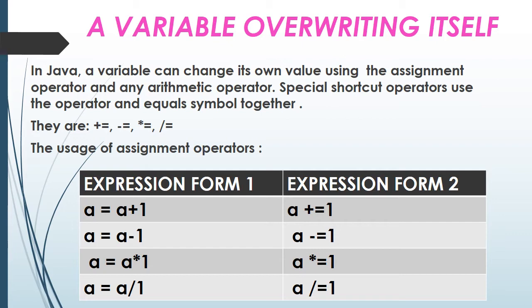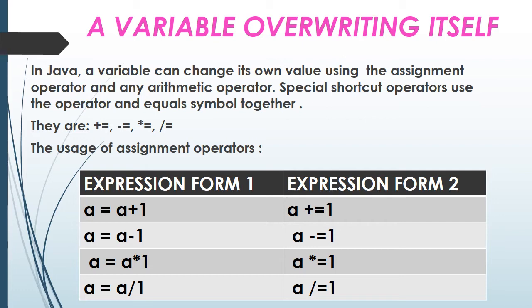Then what will I do? I will write a is equals to a plus 1. In this way, I can increase the previous value of a by 1. I can write the same expression using the shortcut operator. How? a plus equal to, together without any space, plus equal to 1. It means now you add 1.